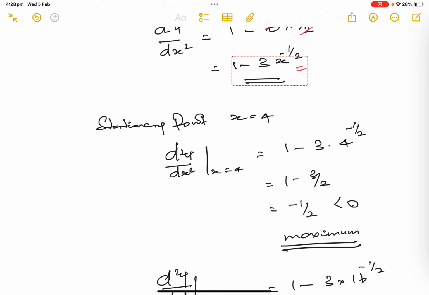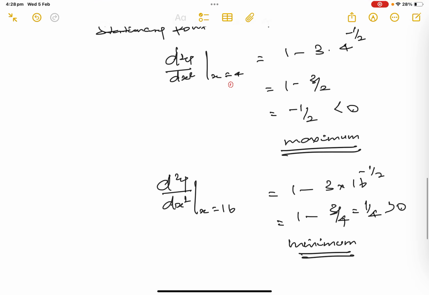So d2y over dx squared when x equals 4: simply substitute, 1 minus 3 times 4 to the power of minus half. 4 to the power of half is 2, so 3 over 2. 1 minus 3 over 2 is minus half, because 1 minus 1.5 is minus half. That is less than 0. Therefore, the first stationary point is a maximum.